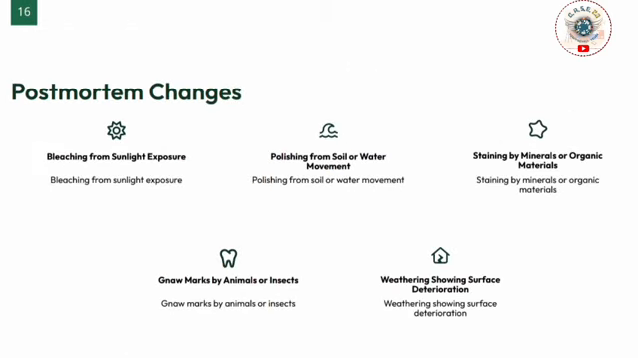Postmortem changes of the skeleton. After death, bones undergo changes depending on the environment. Sun exposure may bleach bones, soil acidity can stain or erode them, water transport might scatter or polish bones, and animals may leave gnaw marks and scatter skeletal elements. Studying these factors helps estimate the time since death and reconstruct the events after the death.